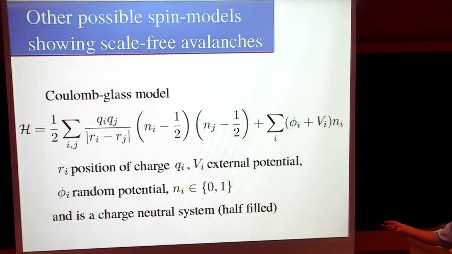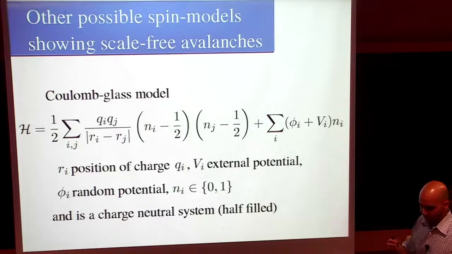Here is the Hamiltonian of the Coulomb glass model. Here is the charge, which we can set to 1, the position of each of the charges, and i and j are the occupation numbers, and the 1/2 means that the system is half filled, so half of the sites are occupied by an electron and the others are empty, such that the system is charge neutral.